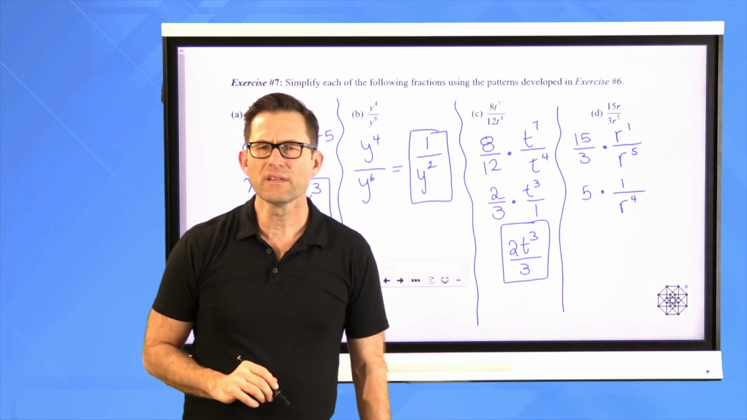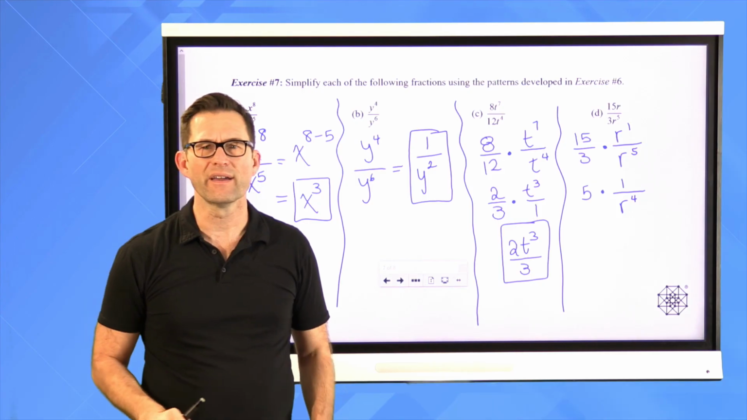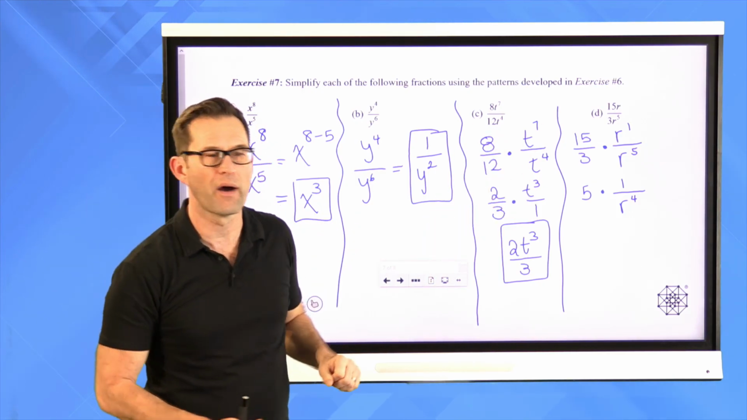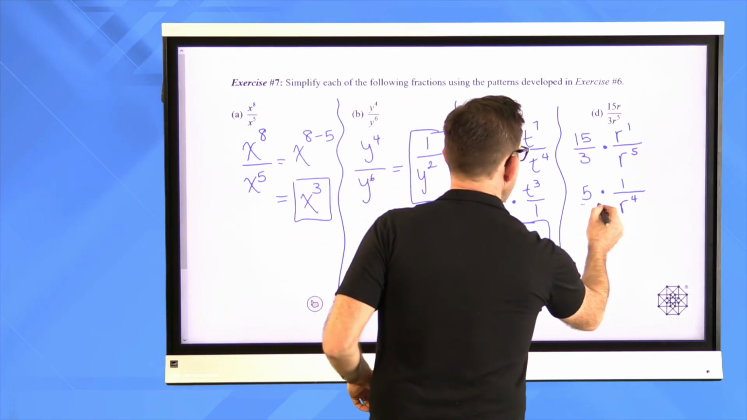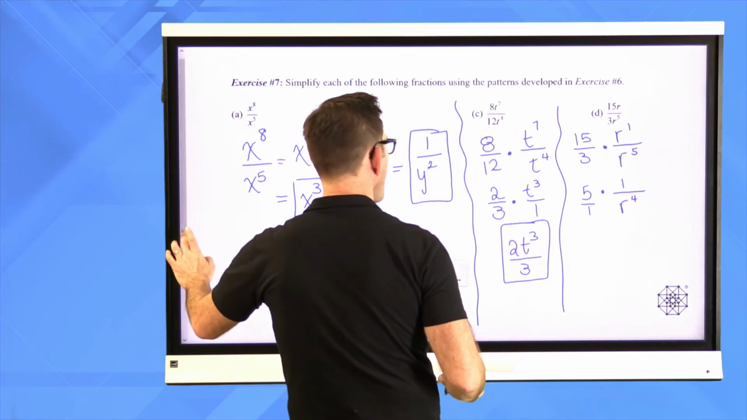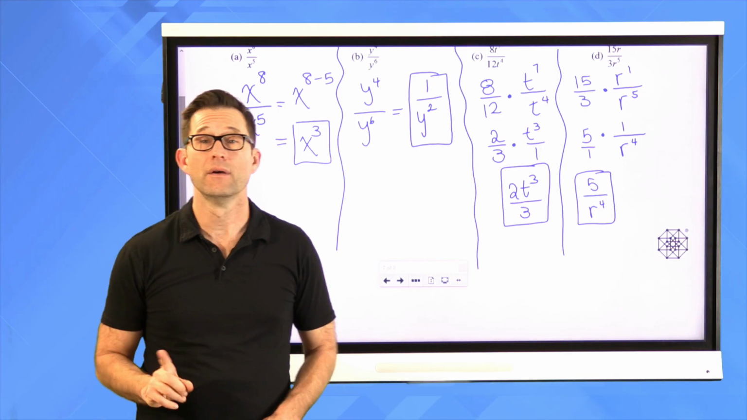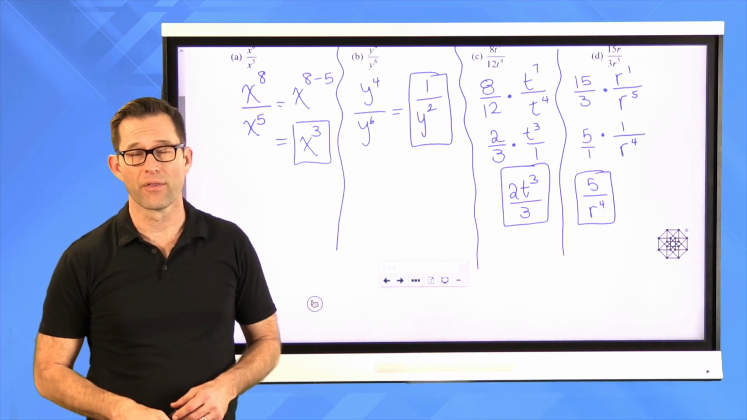Now, I could easily see somebody looking at this and thinking, well, I don't know. Do I multiply the 1 by 5, or do I multiply the r to the 4th by 5? Well, keep in mind, right, that 5 is the same as 5 over 1, or 5 firsts. Therefore, I just multiply the numerators, multiply the denominators, and we have 5 over r to the 4th, not 1 over 5r to the 4th.